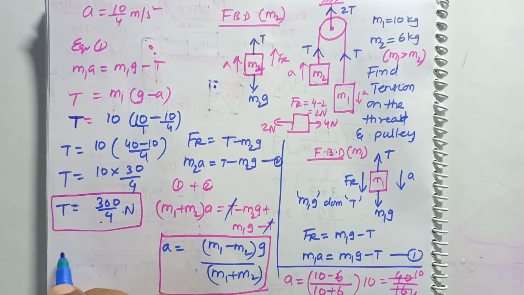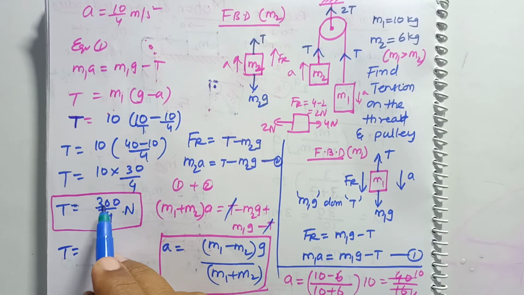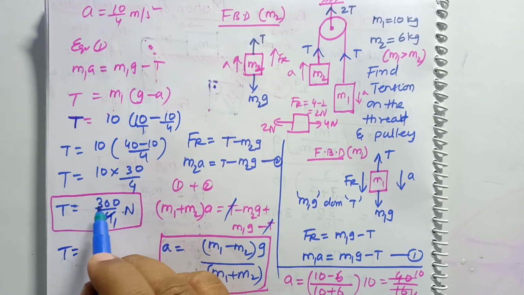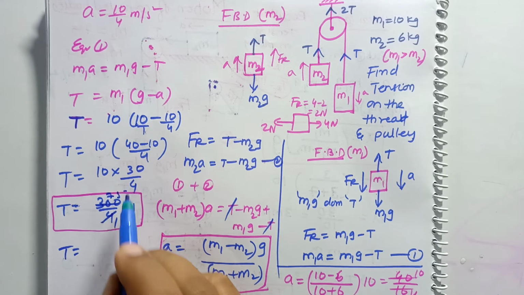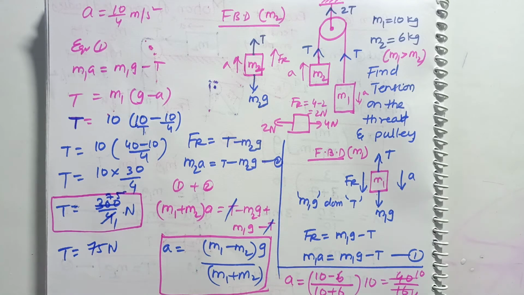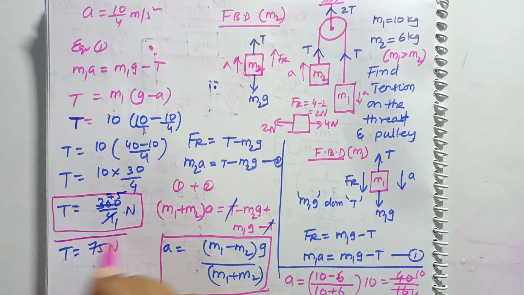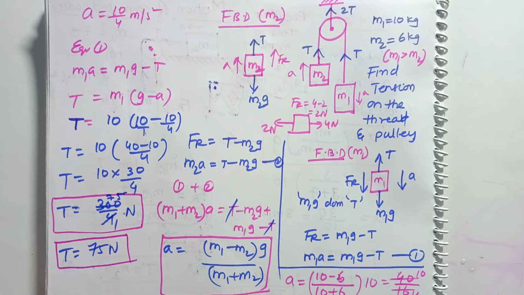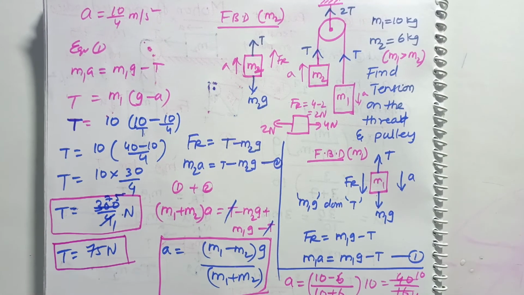Okay, or else you can just write in decimals also. If you divide 300 by 4, how much are you getting? 4 7s are 28, 4 5s are 20. So you're getting how much? You're getting 75 newtons. You can write the answer in this way also. If you want to keep the answer in terms of number, you can write like this also. This is the method for finding the tension. Hope you have understood this one.